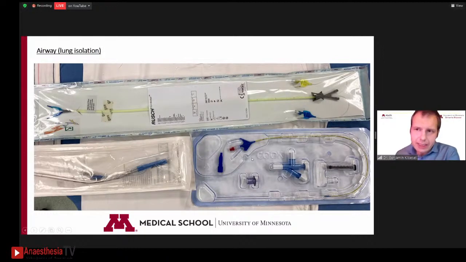There's also a technique where you could use, for example, a Fogarty catheter, an endovascular balloon catheter to achieve lung isolation. This is a technique that we have done that we're not terribly excited about because those balloons are typically achieving quite a bit of pressure when you inflate them and can result in damage to the mucosa of the respiratory tract.